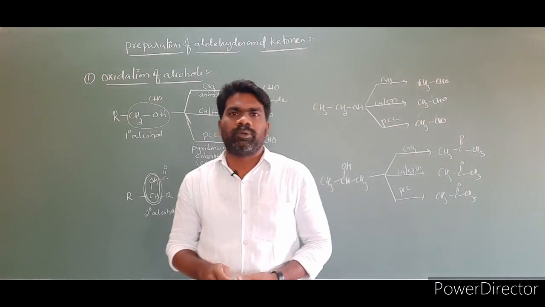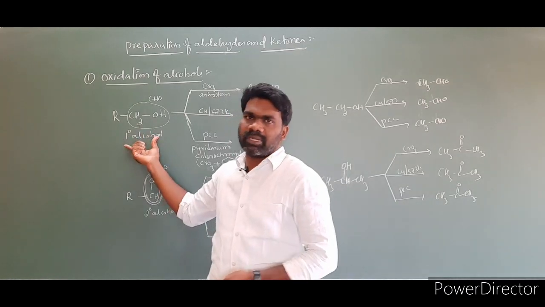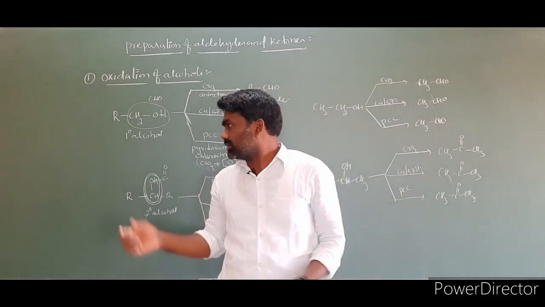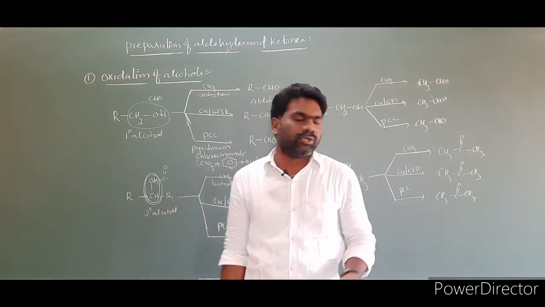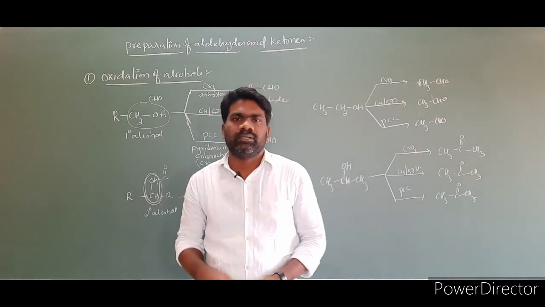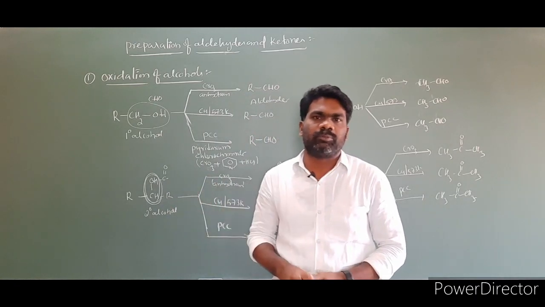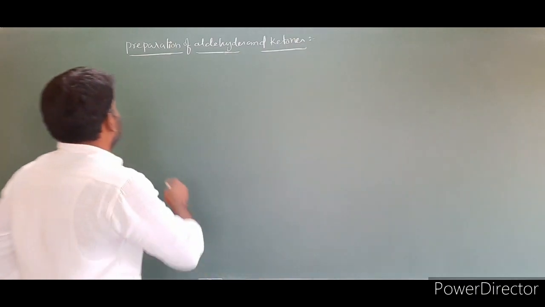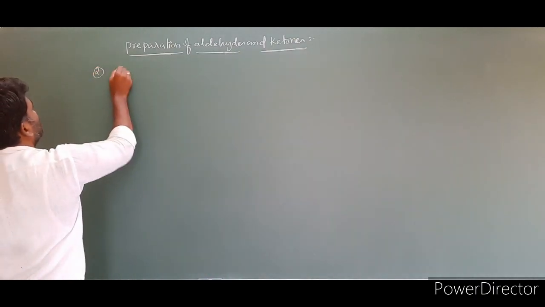The point we have to remember is that oxidation of primary alcohols gives aldehydes, and oxidation of secondary alcohols gives ketones. By using this method, we are able to prepare both aldehydes and ketones. This is the first one. The second method is ozonolysis.